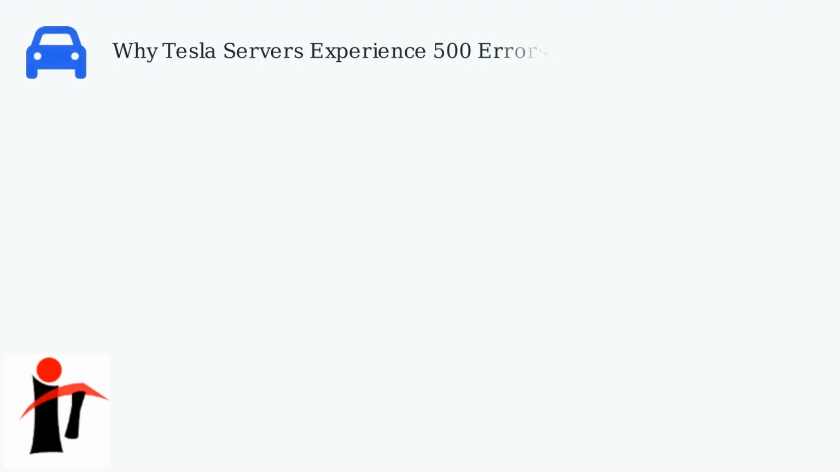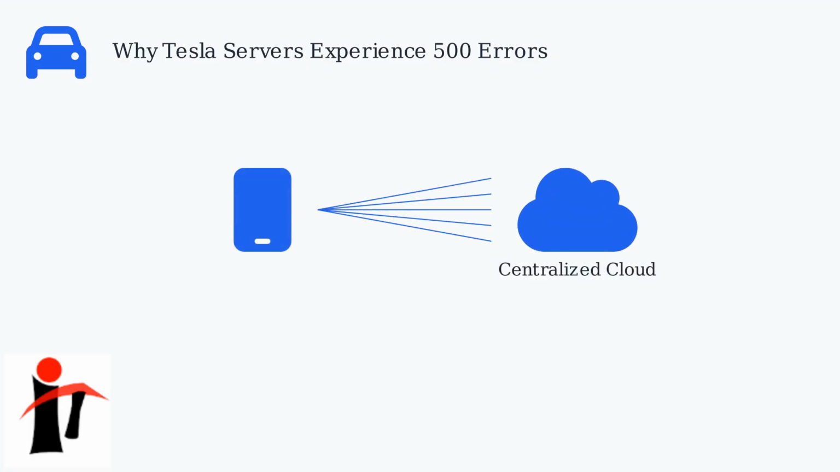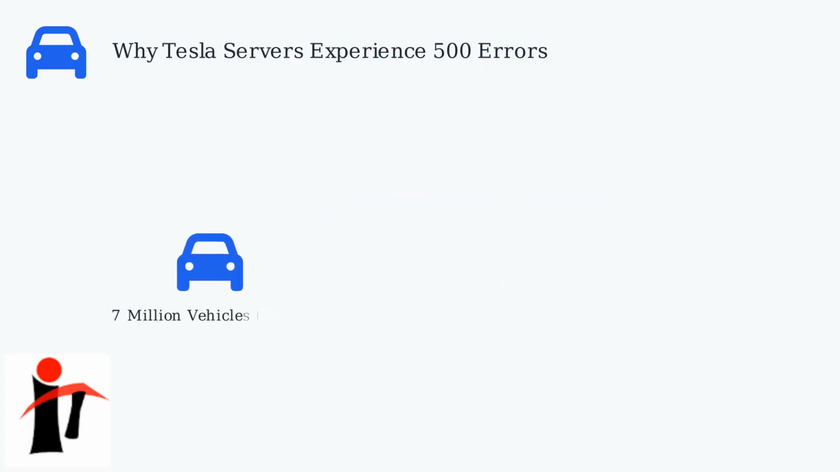Tesla's app relies on a centralized cloud infrastructure to handle millions of API requests from vehicles, apps, and energy products worldwide. This centralized system processes everything from remote vehicle controls to charging schedules, but it can become overwhelmed during peak usage. Tesla's rapid user growth presents scalability challenges.